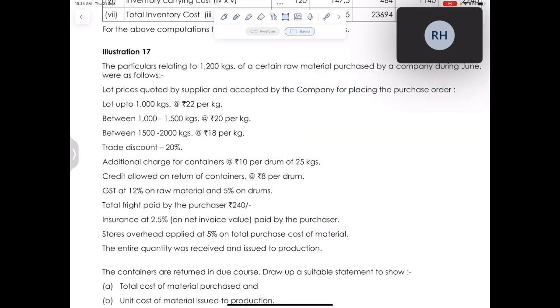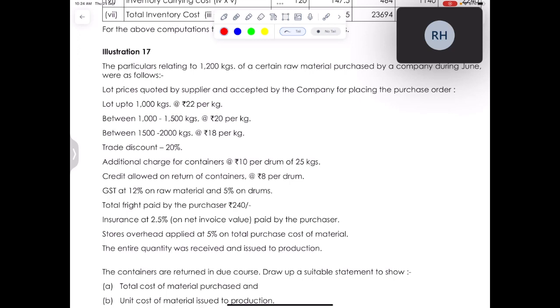Let's read out the question first. The particulars relate to 1200 kg of a certain raw material purchased by a company during June, as follows. Lot price quoted by the supplier and accepted by the company for placing the order: if we order 1000 kg, the cost will be 22 rupee. If we order between 1000 to 1500 kg, the cost will be 20. Between 1500 to 2000 kg, the cost will be 18.